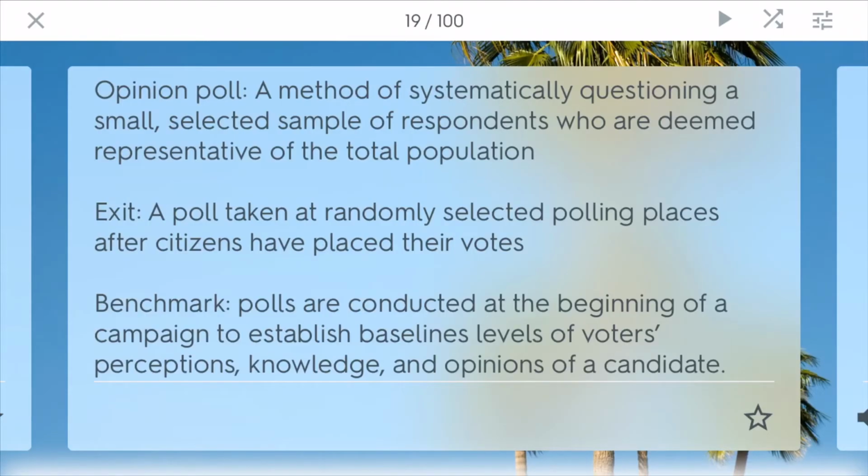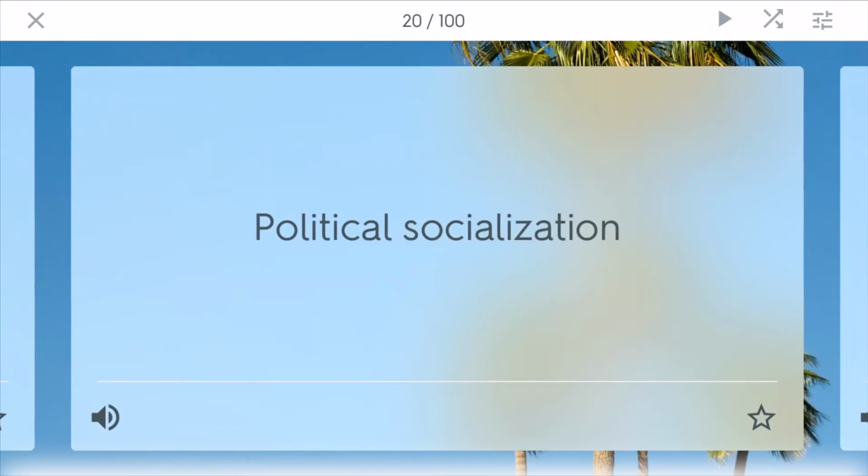Benchmark polls. These are polls that are conducted at the beginning of a campaign to establish baseline levels of voters' perceptions, knowledge, and opinions of a candidate. So many campaigns might try to use a benchmark poll to test the waters and see if their candidate is actually popular to begin with.